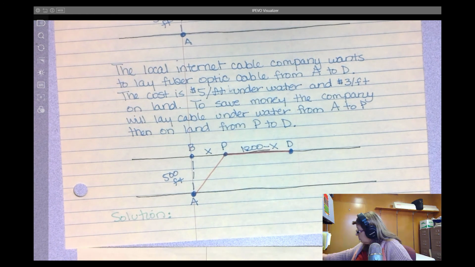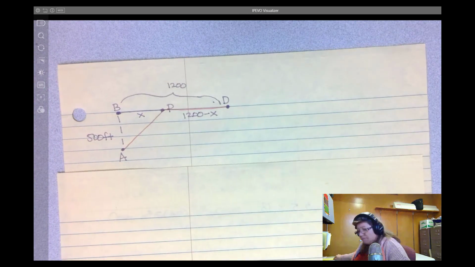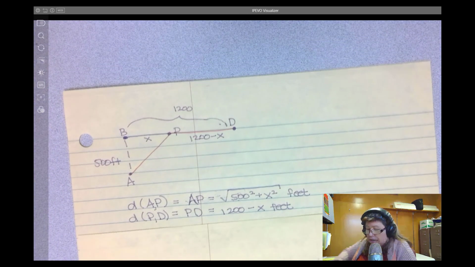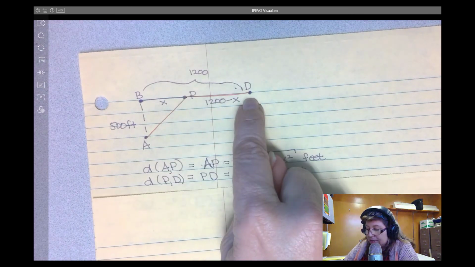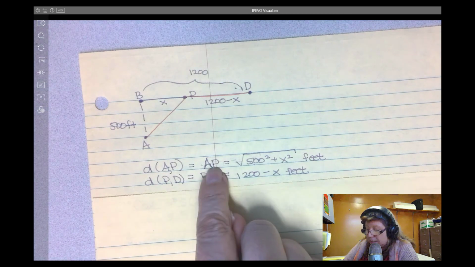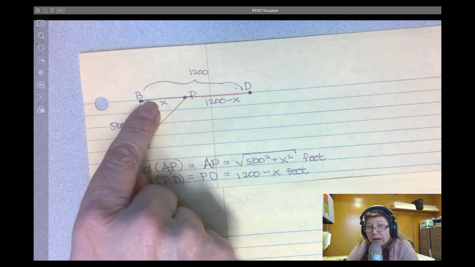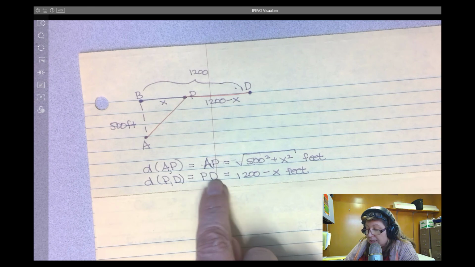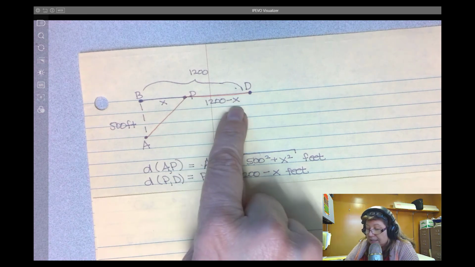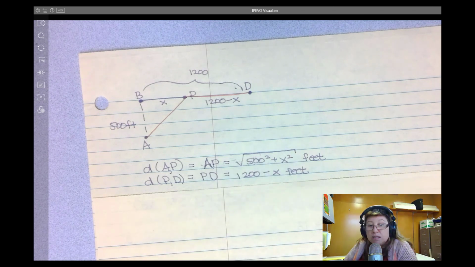Now, here's my solution. All right. I need the distance from A to P. And I need the distance from P to D. Okay. A to P is going to be the square root of 500 squared plus x squared. That's the Pythagorean theorem in action. P to D, well, is 1,200 minus x. So I have everything that I need to build a function.